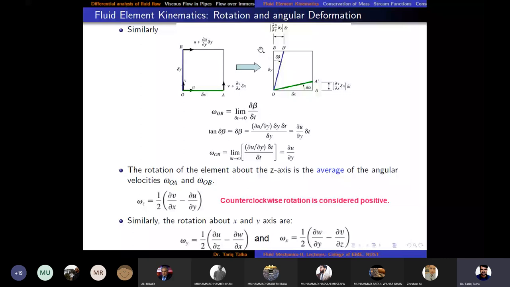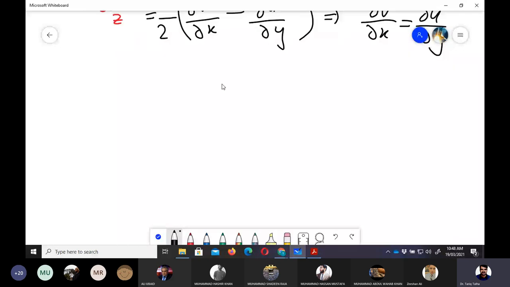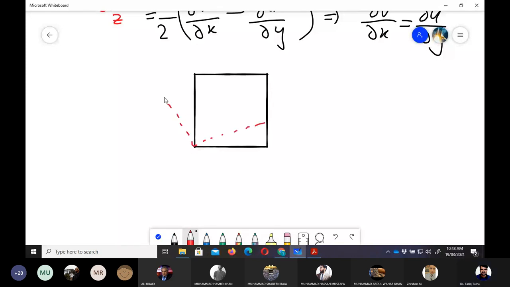So on the whiteboard we can show it by a line. So it means that we can have something like this. So this delta alpha is also counterclockwise, and delta beta is also counterclockwise. So it means that now the fluid element has been rotated without having any kind of deformation. So it has been rotated as a rigid body.